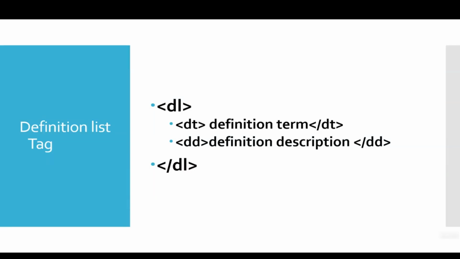In this video, we will discuss definition list. What does it work for? Definition list is if you want to define any term, and we write the term with its description. So sometimes we need it and we want to use it for our web pages. So let's see how it works.